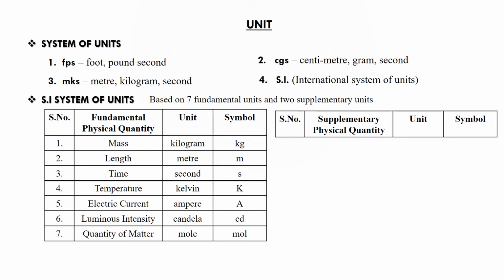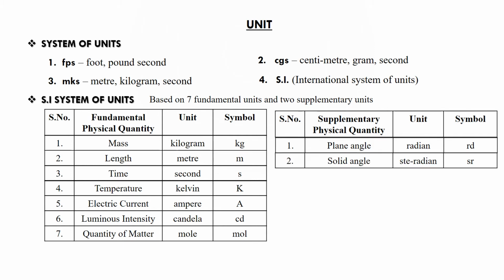There are 2 supplementary units. The first one is plane angle, the unit is radian, symbol is rad. The second is solid angle, the unit is steradian, that is sr.